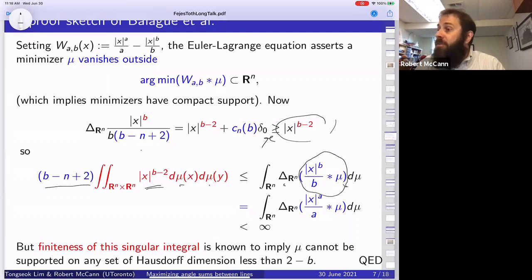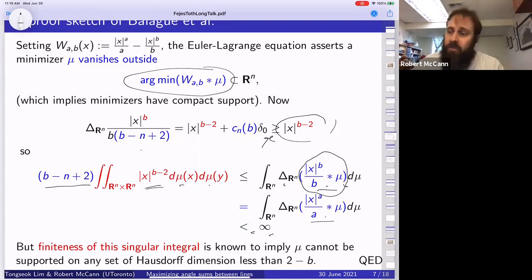And what I see from the Euler-Lagrange equation is that this minus this is constant on the support of mu. So where these integrals are being computed, the Laplacian of that is equal to the Laplacian of this. And when A is 2, this is pretty smooth, and so its Laplacian is bounded, and so this is finite. And then there are results from harmonic analysis that say if you have a singular integral, when b is less than 2, this integral is singular.